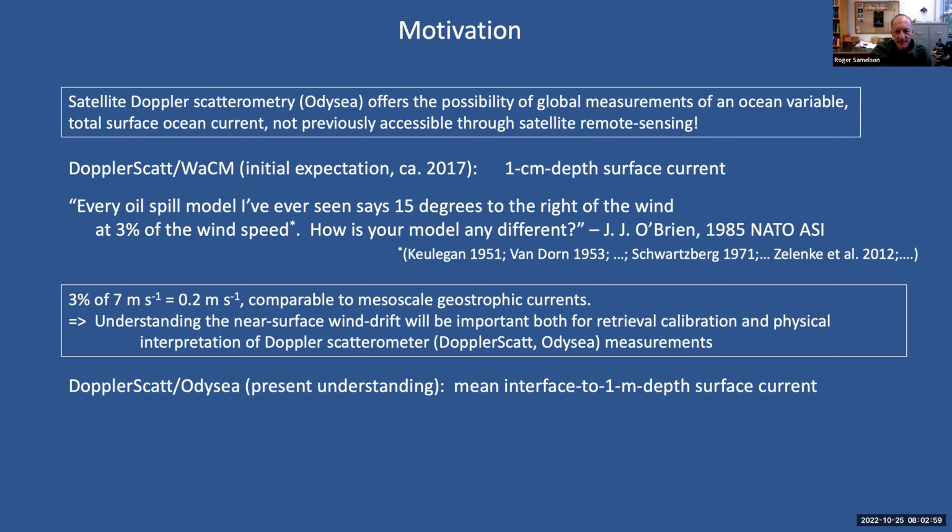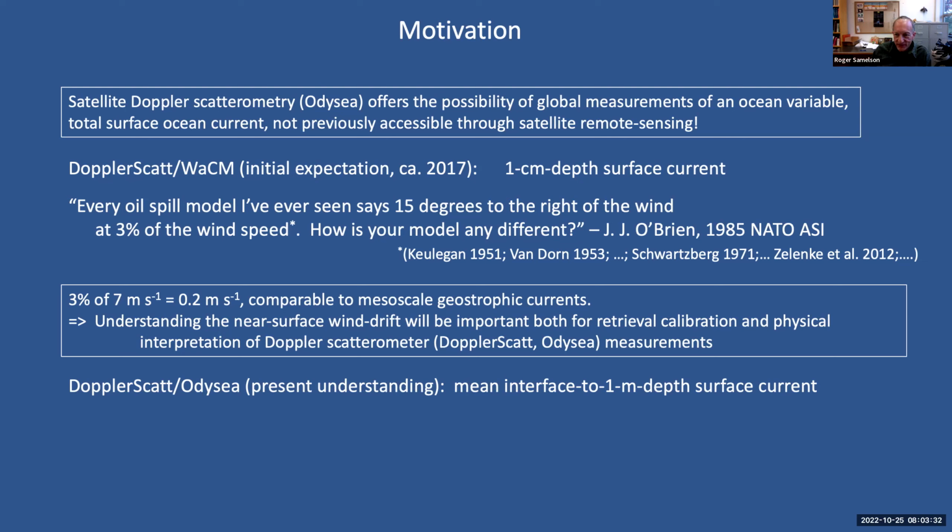And this brought back to mind some old ideas about oil spill modeling, mostly that the surface current is actually at 3% of the wind speed and 15 degrees to the right of the wind. This is something I heard first from Jim O'Brien almost 40 years ago now at a workshop in a little town close to Barcelona on the French side of the border. And this goes back to work in the 50s by Coiligan and Van Dorn and others after that, and continues to be an important part of oil spill modeling.